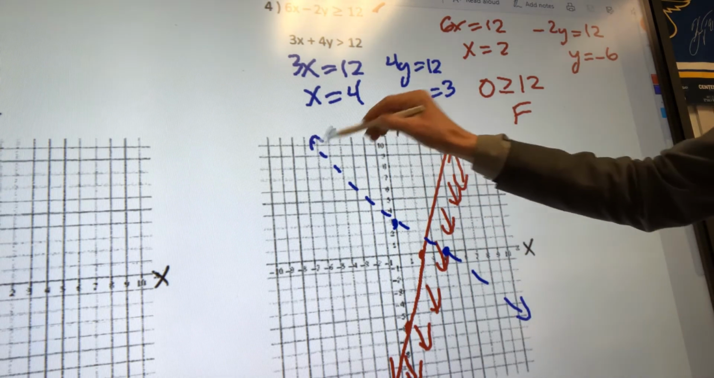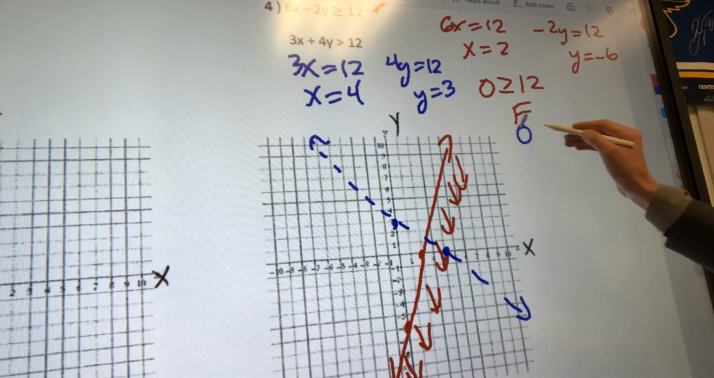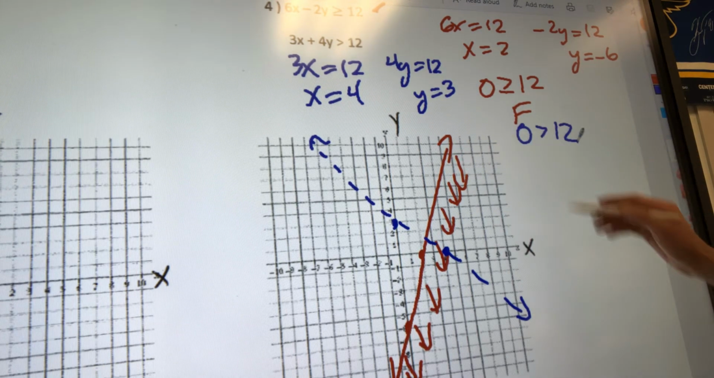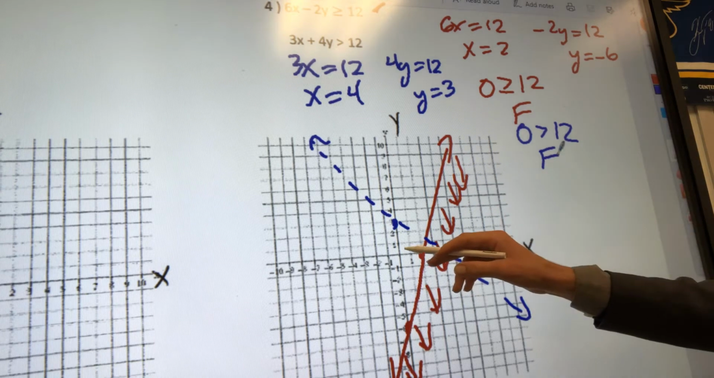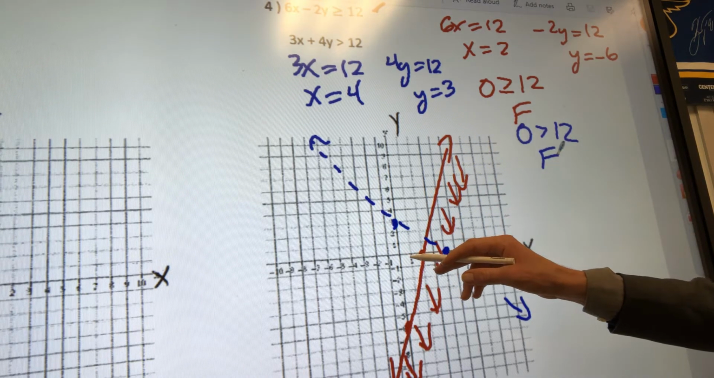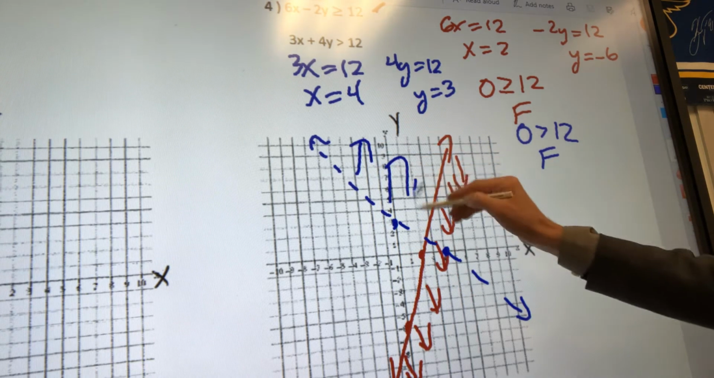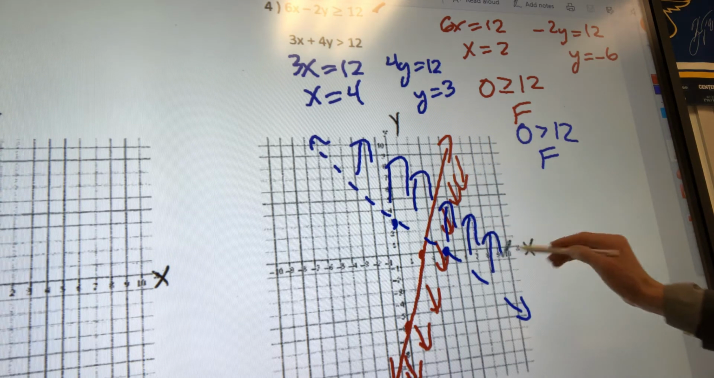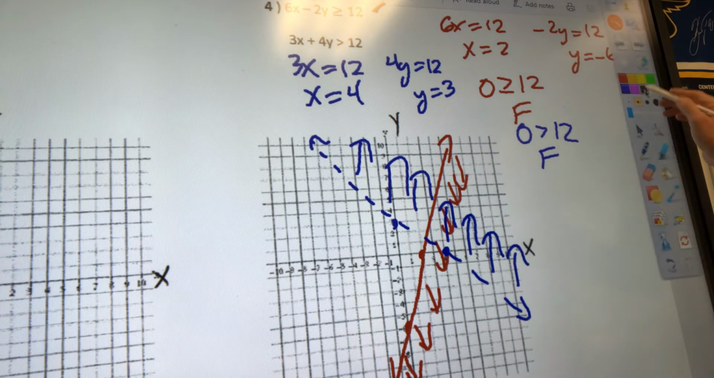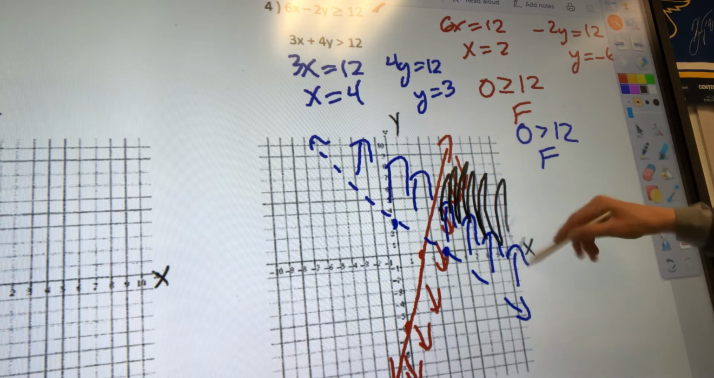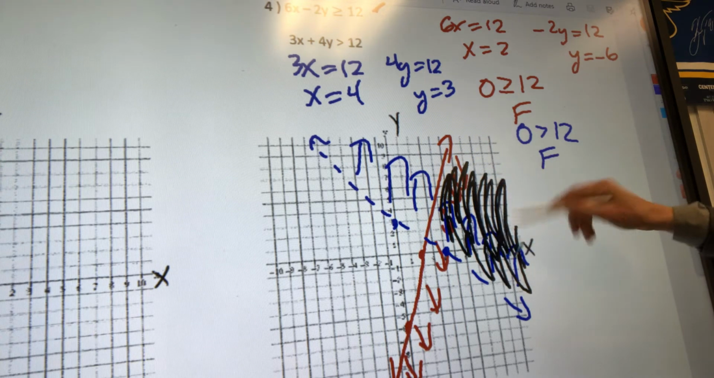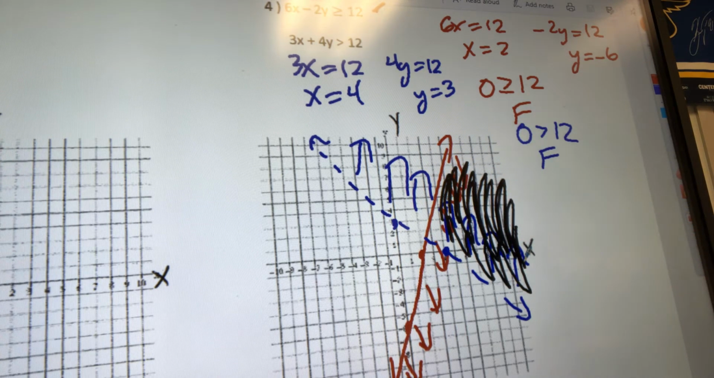Again, I'm going to test 0, 0. Plug 0 in for x, 0 in for y. I get 0 is greater than 12, which is false. So 0, 0, which is below the line, is false. That means I shade everything above the line. Where red and blue intersect is my region of feasible solutions. That is the name of the game for all of these.